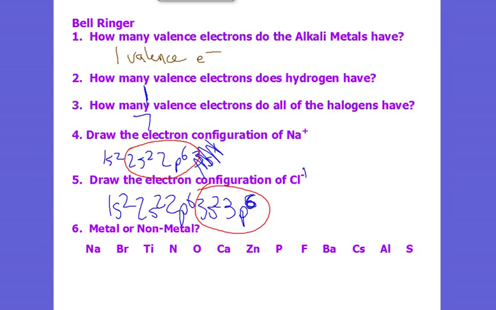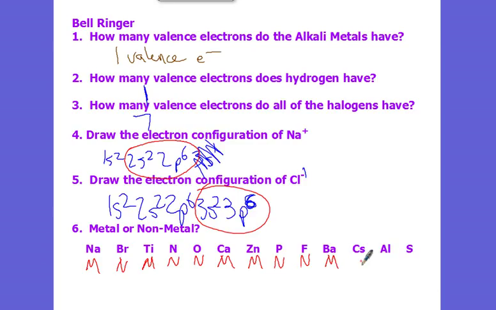So let's just holler these out. Sodium, metal or non-metal? Bromine, metal or non-metal? Non-metal. Titanium. Nitrogen. Oxygen. Calcium. Metal. Zinc. Phosphorus. Fluorine. Barium. Metal on the far left underneath like magnesium and calcium.